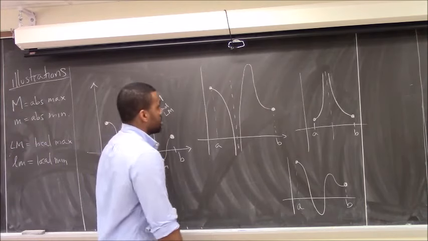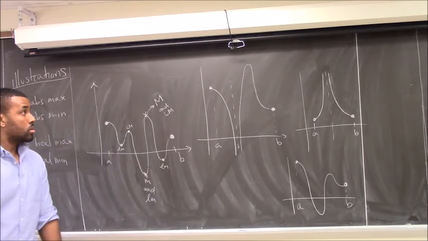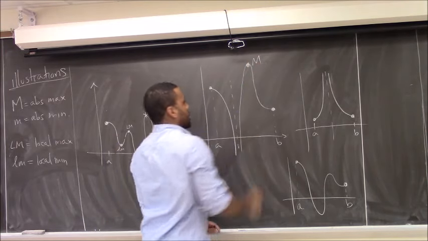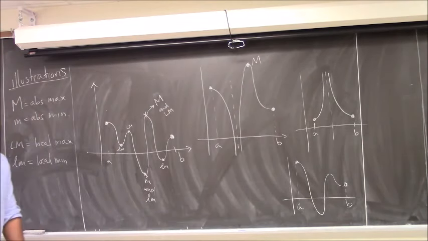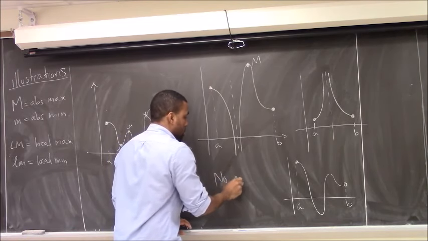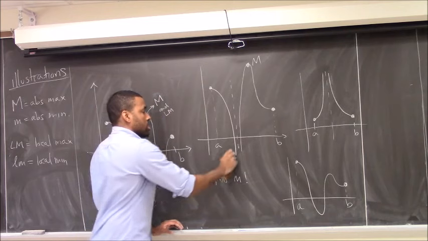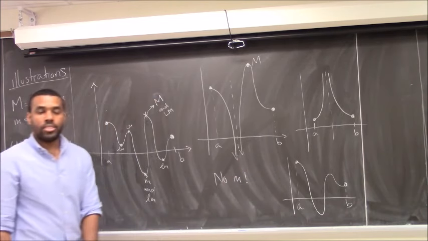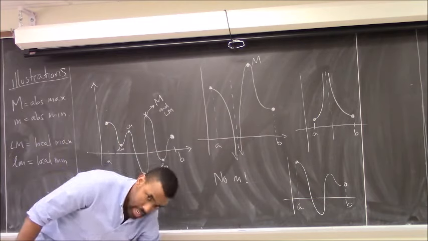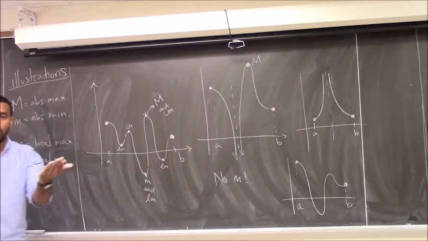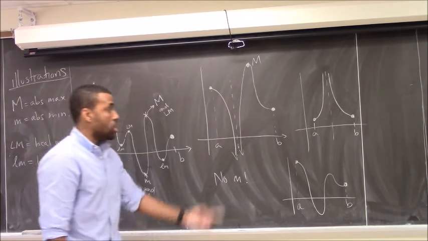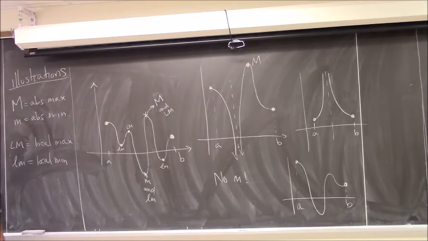What about this guy? Is there an absolute max? Yeah, the guy's sitting right here. Absolute minimum is what? Notice that there's no absolute minimum, right? Because there is no point on this graph that's smaller than every other point on that interval, because the points keep going down. Any point you tell me, there's going to be a smaller point. So there's actually no absolute minimum here.